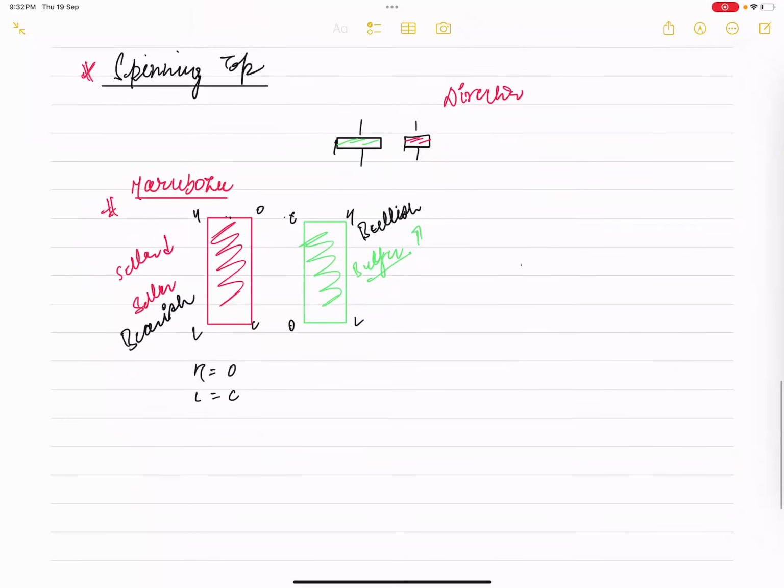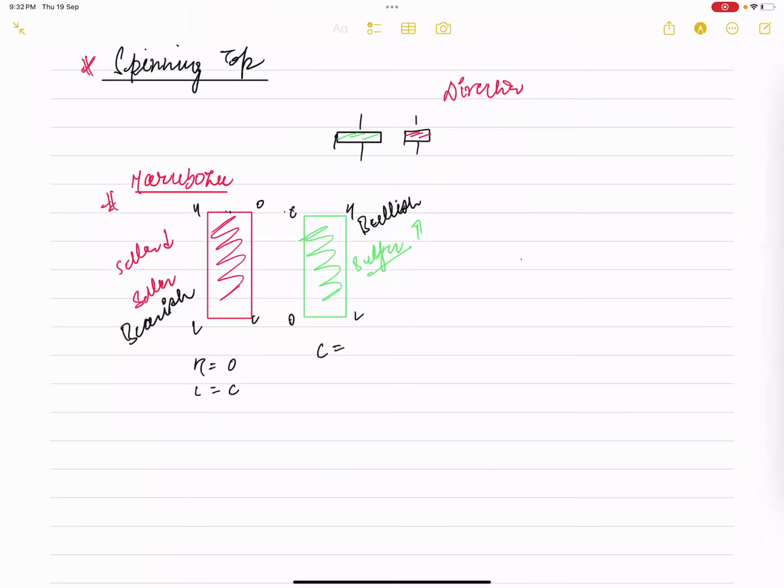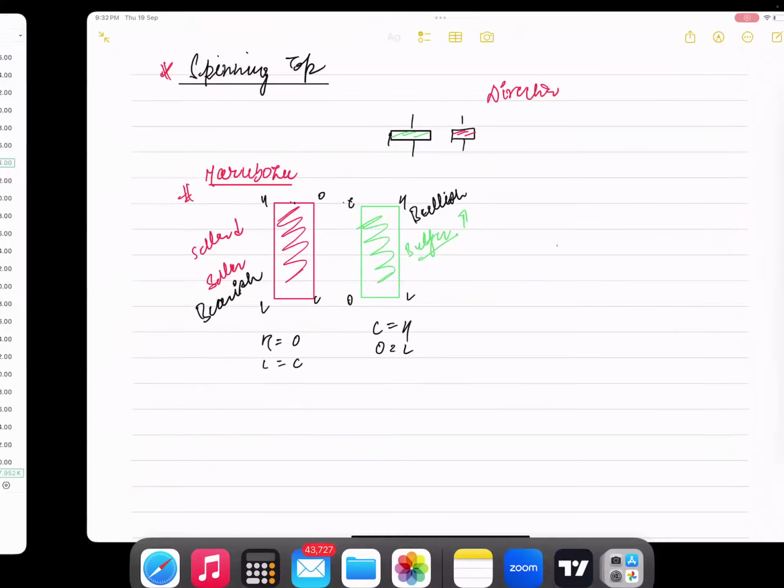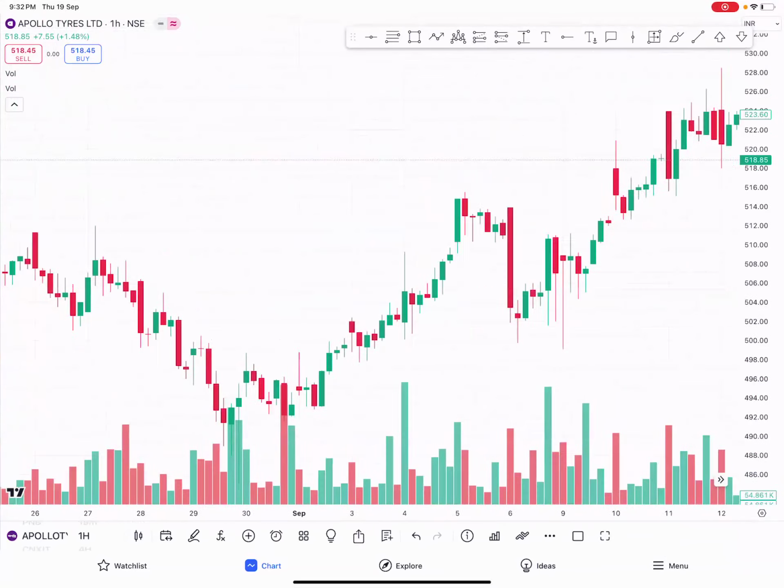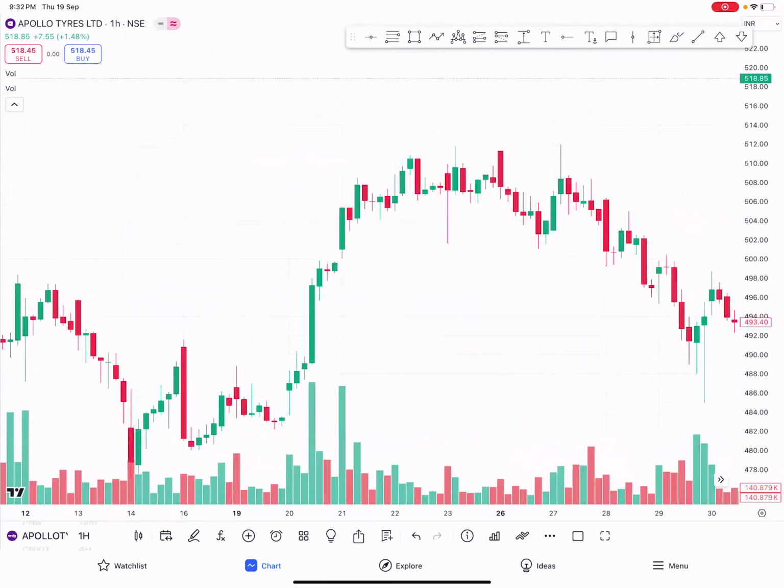In case of a bullish Marabuzu, close will be equal to high, and open will be equal to low. So you can note this down. If you want to observe any of these patterns, you just have to see whether that particular candle has a wick or not. You just need to look for those patterns.